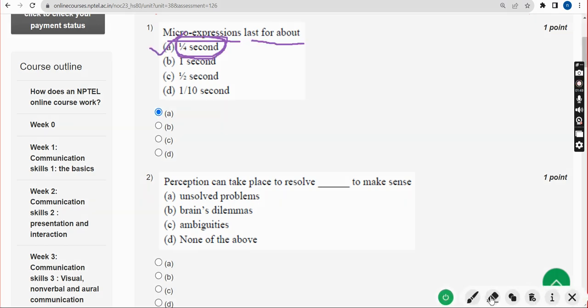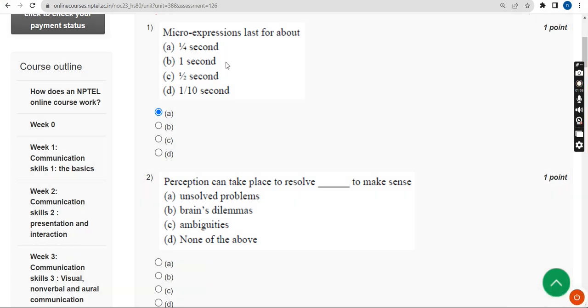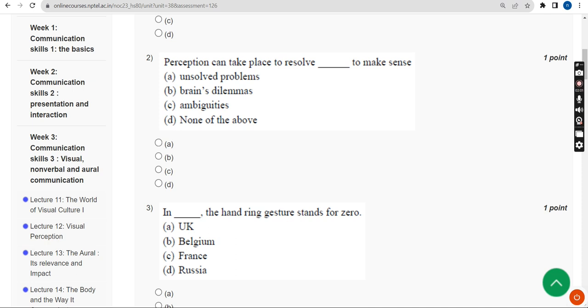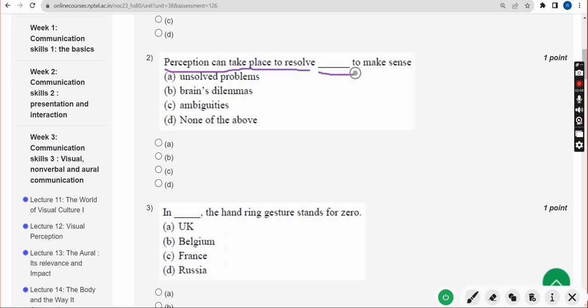Now let's move on to the second question. Perception can take place to resolve dash to make sense. So for the second question, I have got the answer as option C, ambiguities.